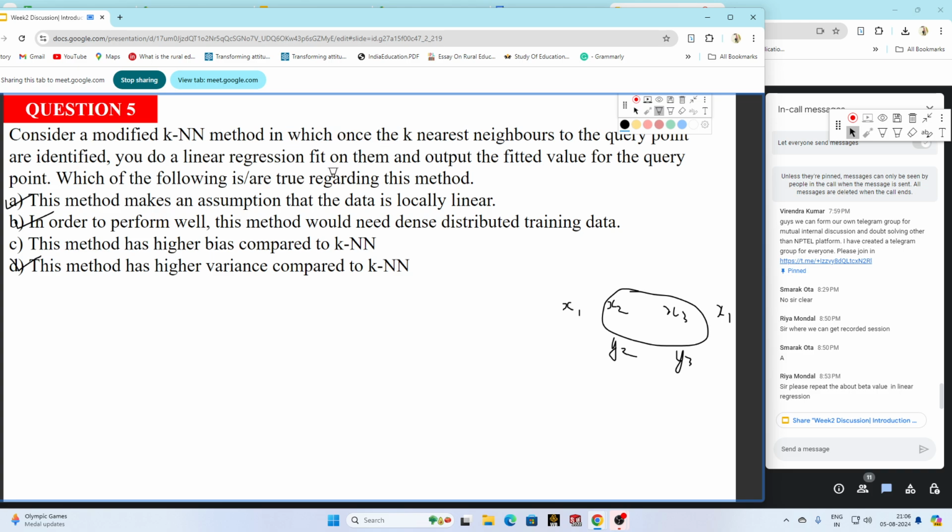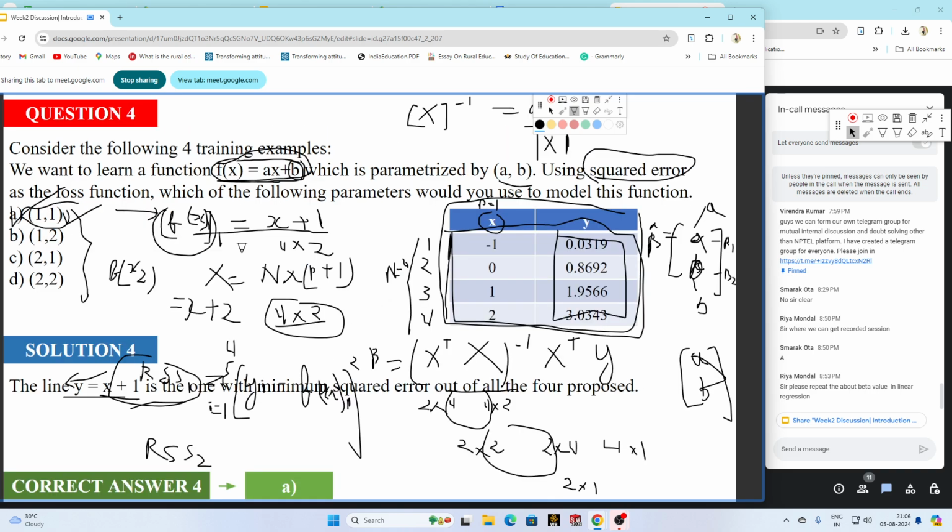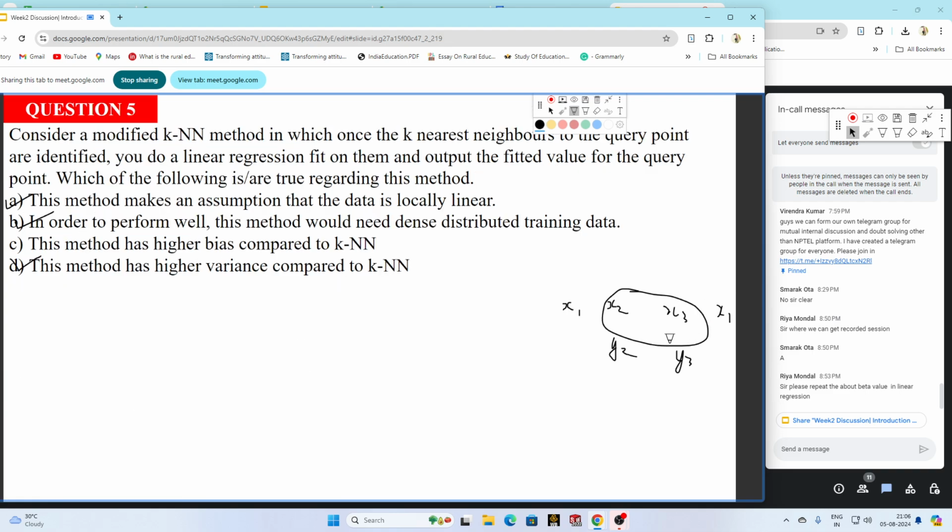Consider the modified KNN in which one of the k nearest neighbors to the query point are identified, you do a linear regression fit on them and output the fitted value for the query point. Which of the following is or are true regarding the method? Okay, what is KNN? How can we calculate KNN? Unlike linear regression where we find a function, in KNN we don't find a function. So then how do we calculate our predicted output?